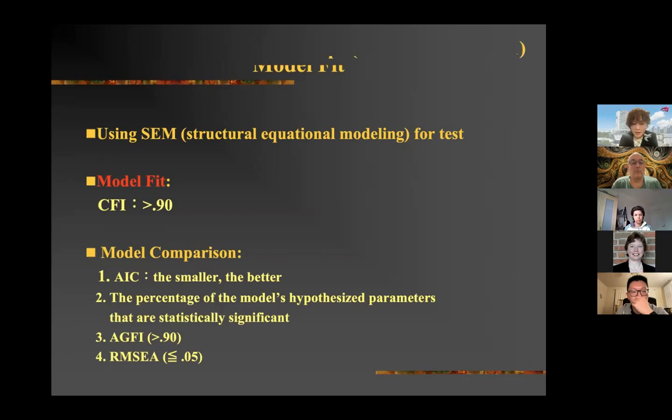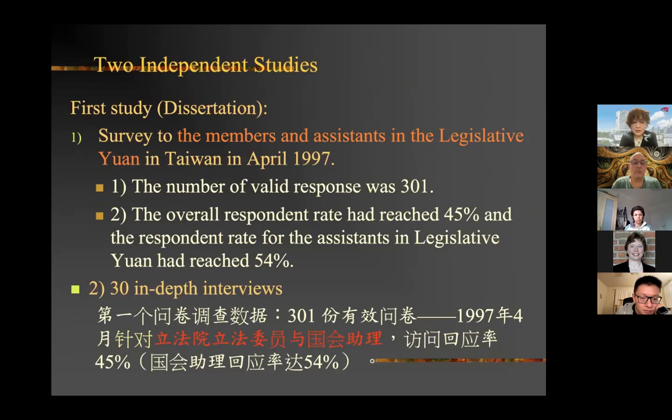Then let me get back to this study. There's some description again. I went back to the research site and took a lot of effort interviewing these legislators and their assistants. And actually I literally lived in the Legislative Yuan.